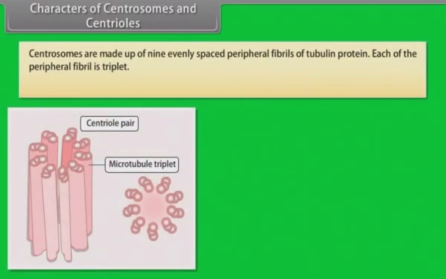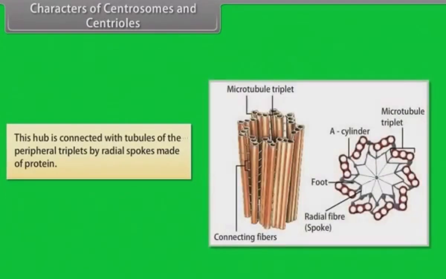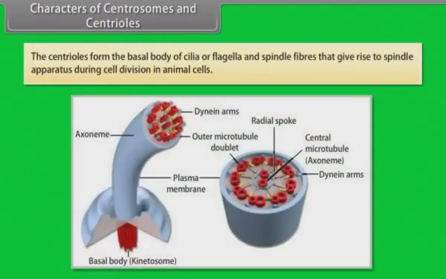Centrioles are made up of 9 evenly spaced peripheral fibrils of tubulin protein. Each of the peripheral fibrils is a triplet. The central part of the proximal region of the centriole is also proteinaceous and called the hub. This hub is connected with tubules of the peripheral triplet by radial spokes made of protein. The centrioles form the basal body of cilia or flagella and spindle fibers that give rise to the spindle apparatus during cell division in animal cells.